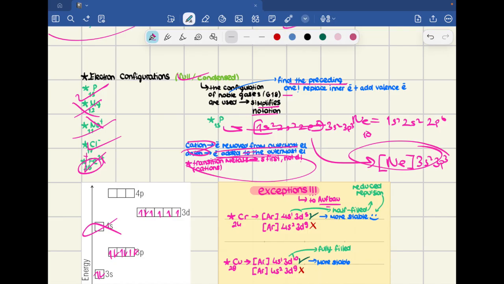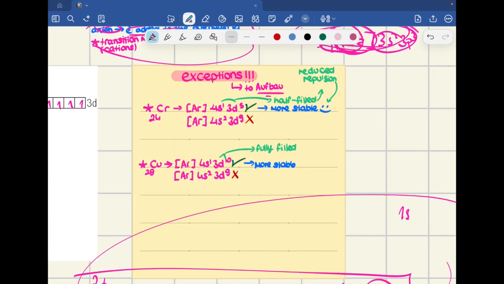So you must just find the preceding noble gas, basically the noble gas with a smaller atomic number, and you must replace the inner electrons of the element with the symbol of the noble gas, as its electrons form the core, and you must just add the valence electrons as I did in this example. So this is how you do the condensed electron configuration.